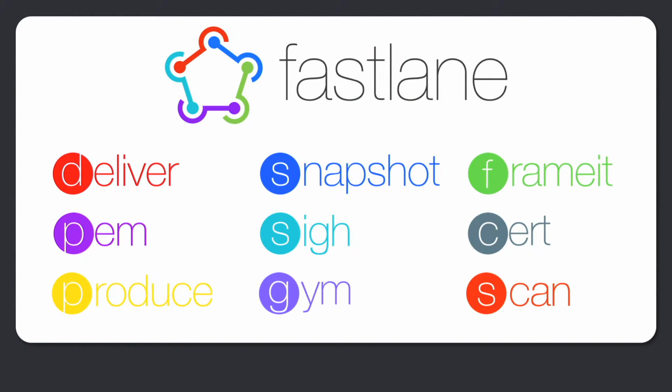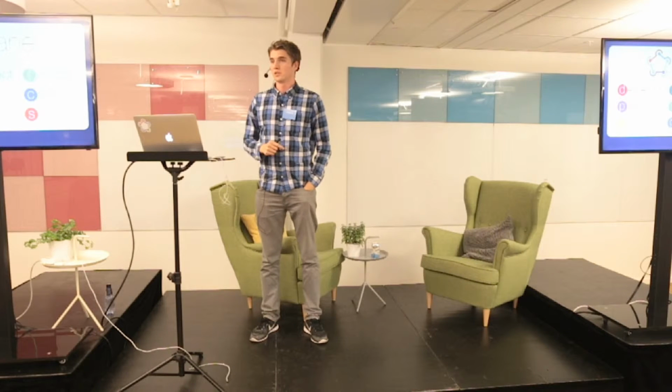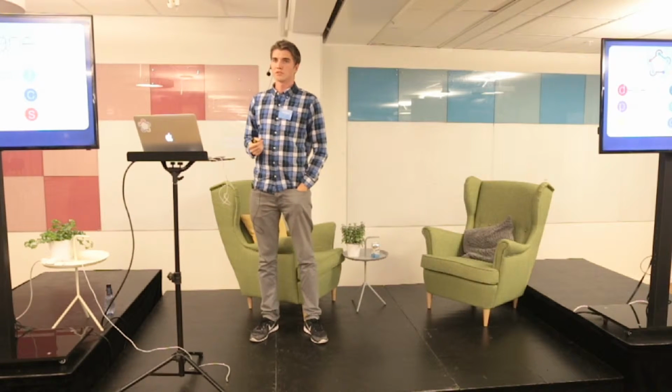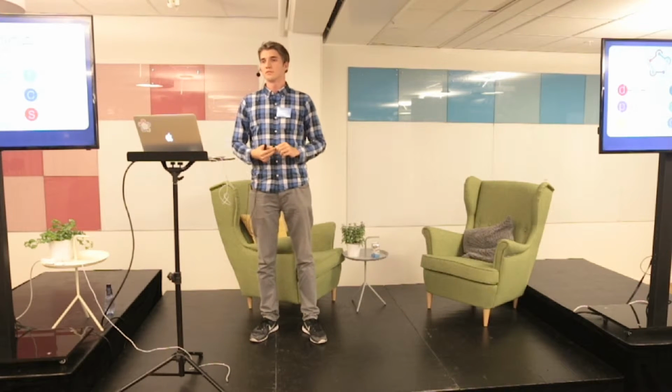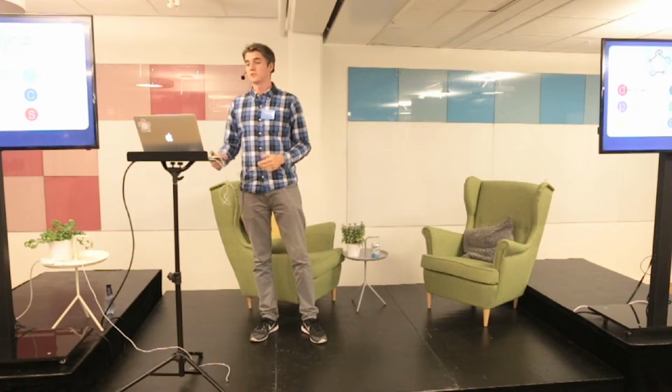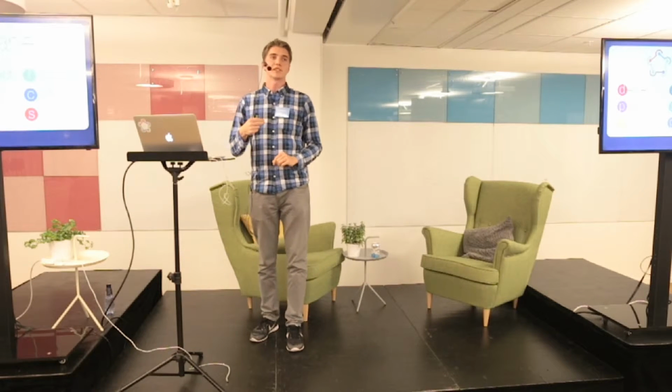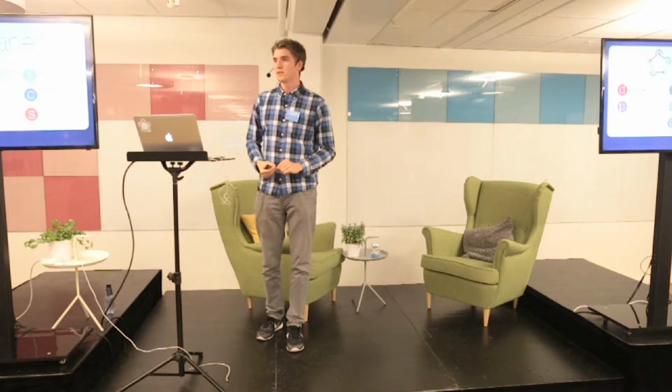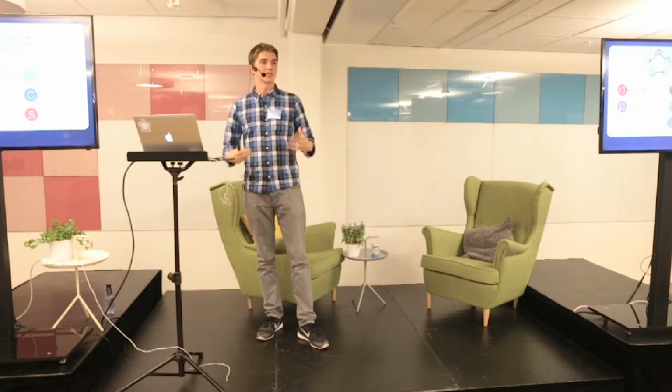So, since we have a little bit more time today, I will quickly go over the individual tools and what they do, so you have an overview of what you can actually automate. First off is Deliver. Deliver is a bridge between the local computer and iTunes Connect. It allows you to upload app metadata, screenshots, and binaries to iTunes Connect, and even submit an app for review. Snapshot, we already talked about, generating localized screenshots.